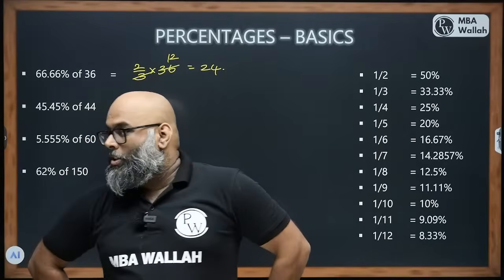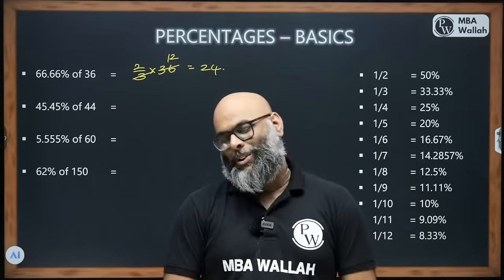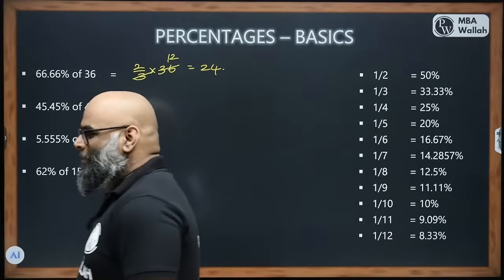Kunik is saying 6 by 9 is also right. What is 6 by 9? Simplify it, you get 2 by 3 again. You can do that.